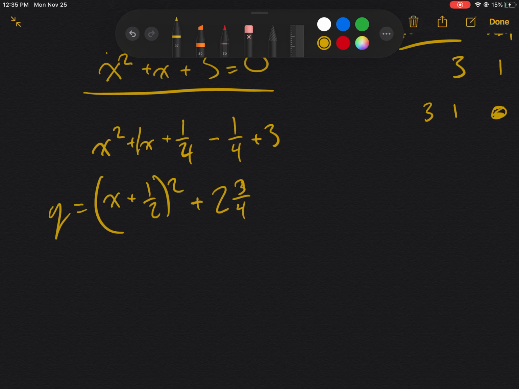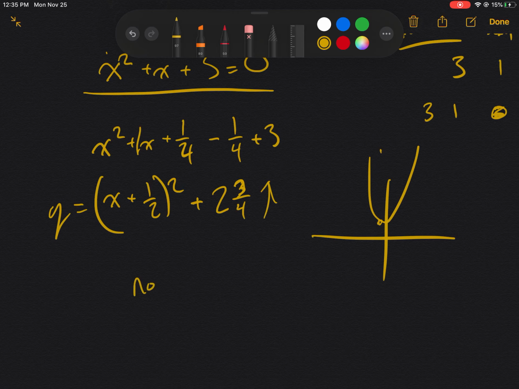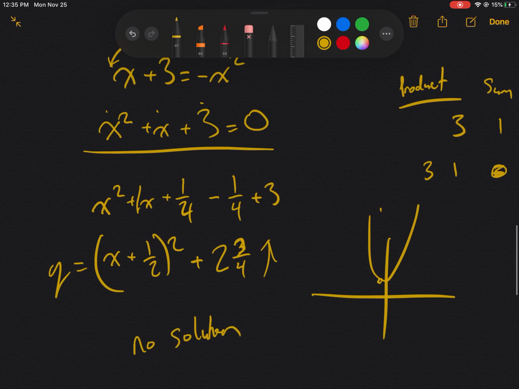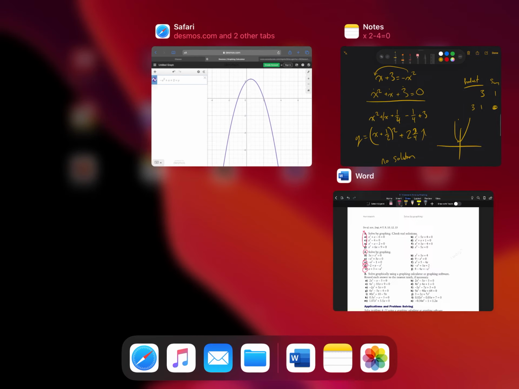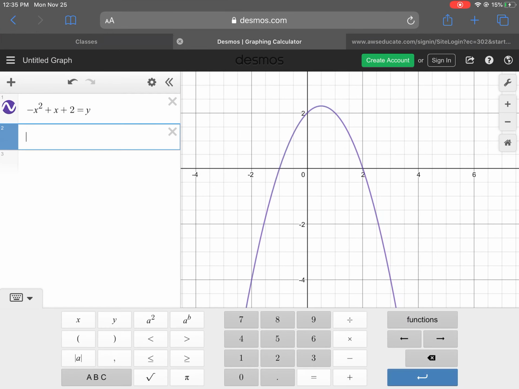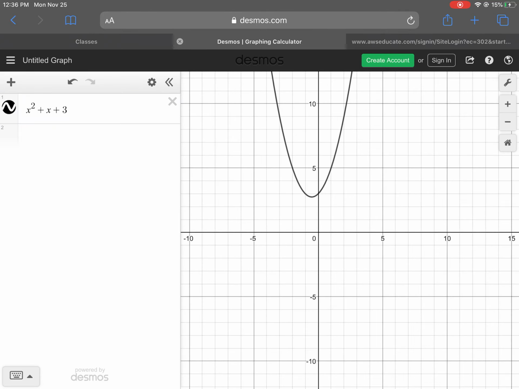plus 2 and 3/4, right? That's just 3 minus a quarter. So there's 2 and 3/4. So what does that mean? That means pushed up and it's right side up. So it's somewhere over here. There's not going to be a solution. No solution. And if we draw it, x squared plus x plus 3, there is no solution here.